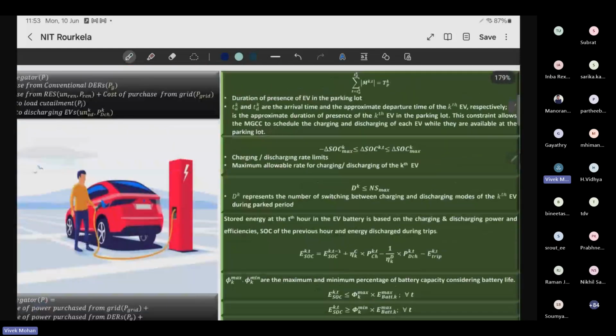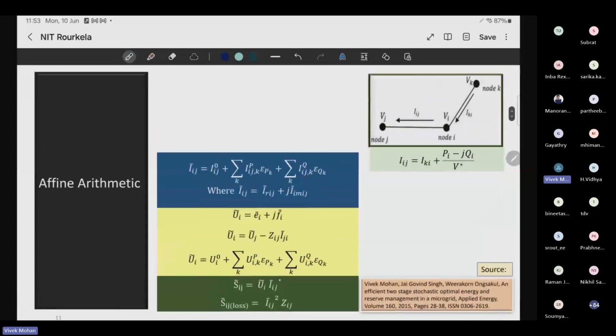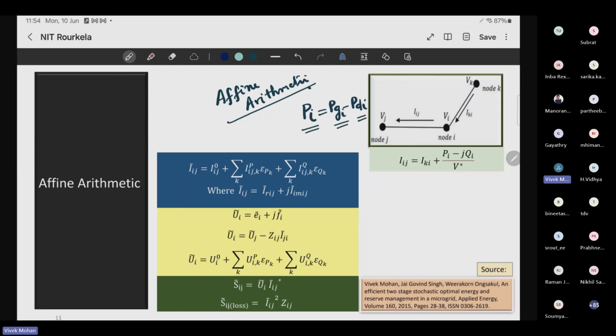So let's see. One of the methods to use to model the uncertainties is this one, affine arithmetic. In affine arithmetic, what we do is we model the nodal power injections. Nodal power injection for the ith node is Pg minus Pd, right? Pgi minus Pdi. P injected is Pgi minus Pdi. Now, Pgi is uncertain because if you are connecting a renewable energy source at that particular node, ith node, then Pgi is uncertain. So how to model the uncertainty of Pgi? That is what we are trying to do.